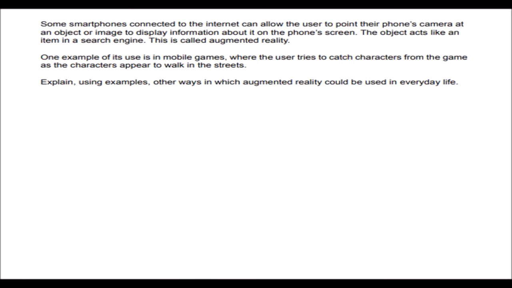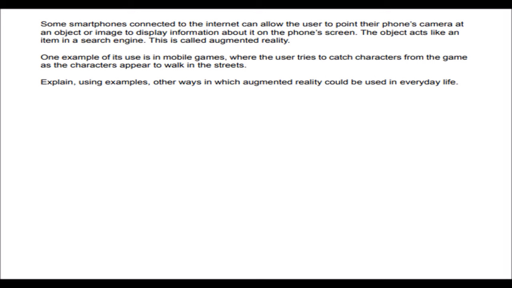Now, another one here, look at this question. It says that some smartphones connected to the internet can allow the user to point their phone's camera at an object or image to display information about it on the phone screen. Now, the object acts like an item in a search engine. This is called augmented reality. We do have virtual reality, augmented reality. One example of its use is in mobile games, where the user tries to catch a character from the game as the character appears to walk in the street.